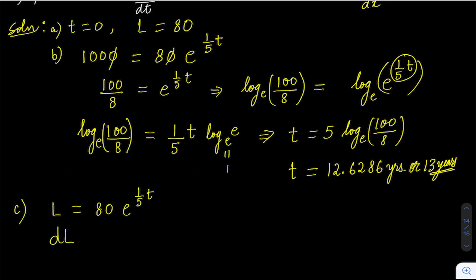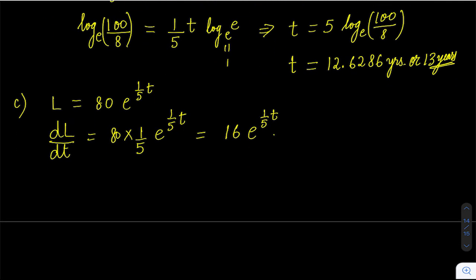So dL by dt is equal to 80 into 1 by 5 e power 1 by 5 t. Basically, whatever this number k is, here 1 by 5, that comes outside. So 16 e power 1 by 5 t. That is my answer. I hope everyone understands. Okay, let's try the D part now.